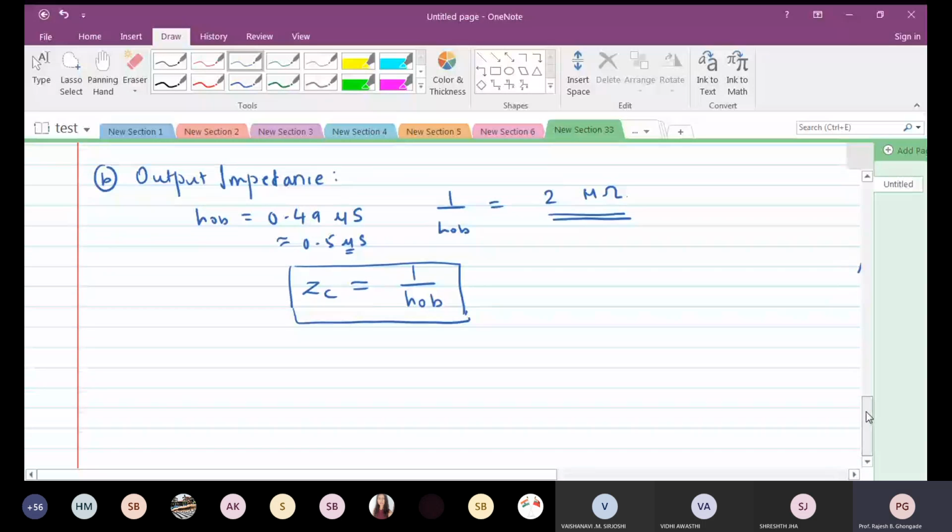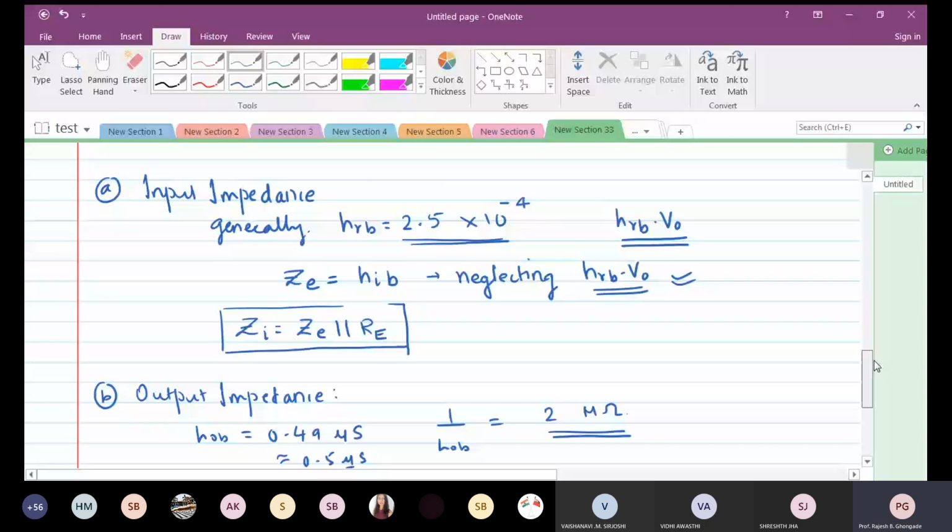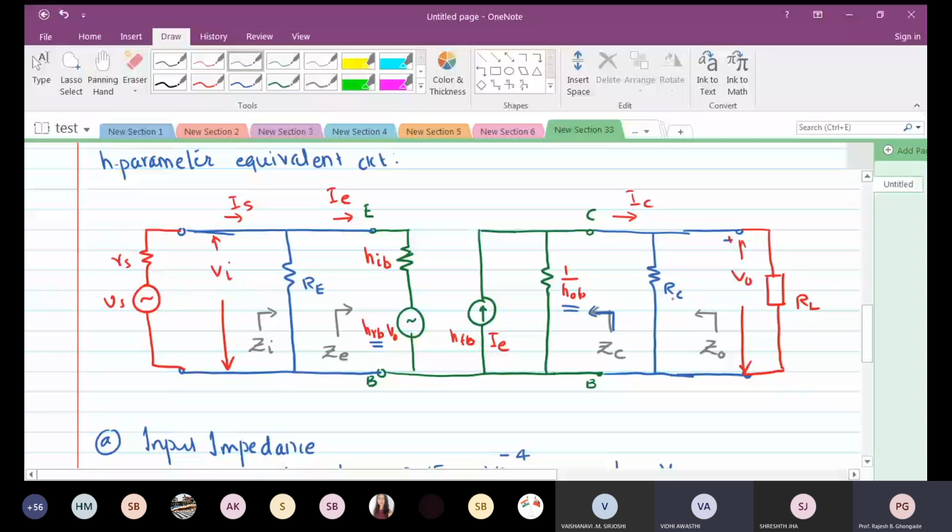This will also be seen if you look at the output characteristics of the common base circuit. In fact, you have found those out. Correspondingly, the output impedance of the circuit now is what? ZC in parallel with RC and in parallel with RL. ZC in parallel with RC. RC in parallel with RL.